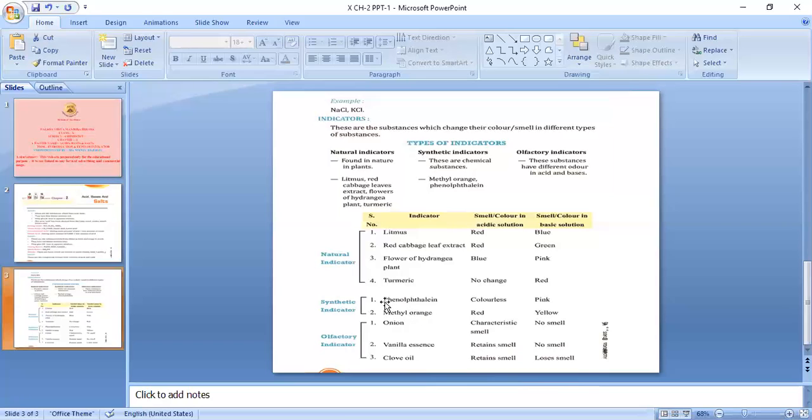So with this, we have finished the introduction of the chapter and the indicators and its types.